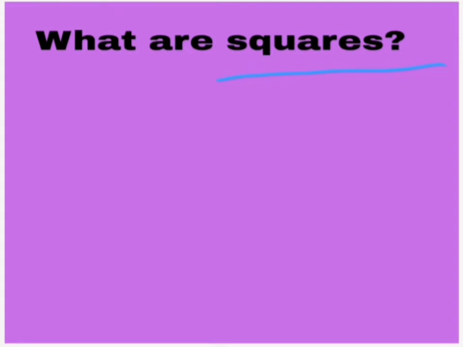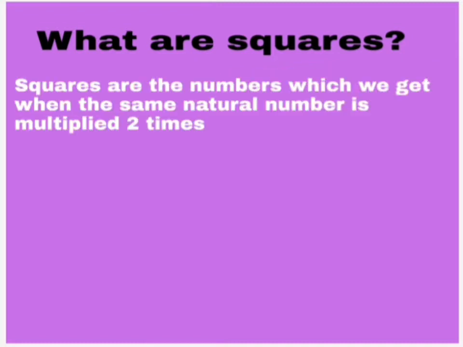So what is the meaning of square? Because the square concept is new for you, isn't it? Squares are the numbers you get when you multiply the same number two times. Whenever you multiply the same number two times, whatever answer you get is the square of that multiplied number. So that is the meaning of the square.